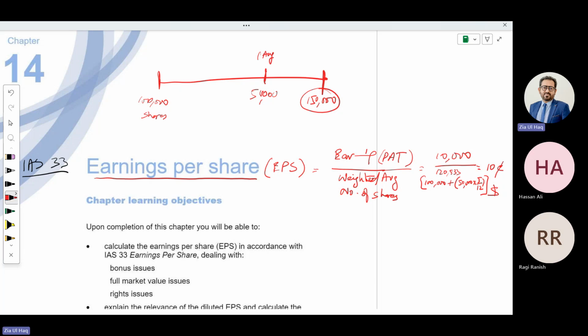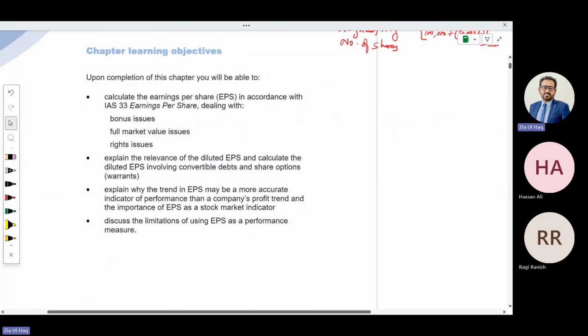Weighted average means proportionate the new shares issued during the year according to their months. If there were no new shares issued during the year, whatever was the start, they used for the complete year, so we'll take as it is. But if any shares issued during the year, we'll need to proportionate according to the months. Can you understand this? So what is the formula to calculate earning per share? Earning divided by weighted average number of shares. So let's move on.